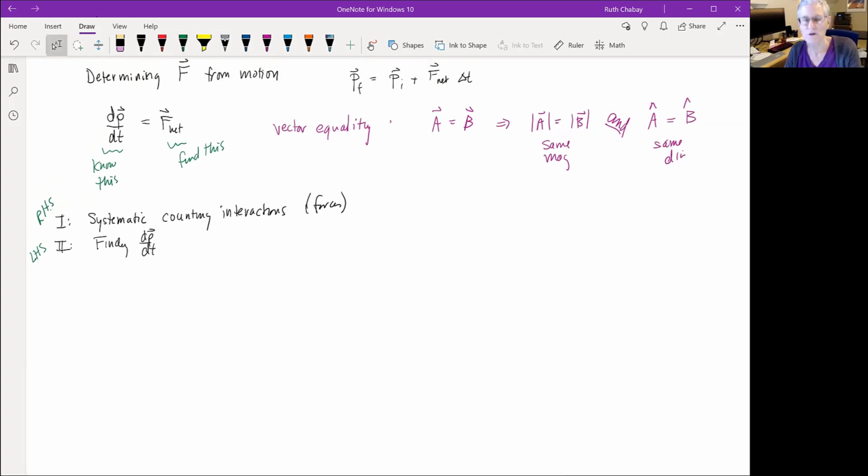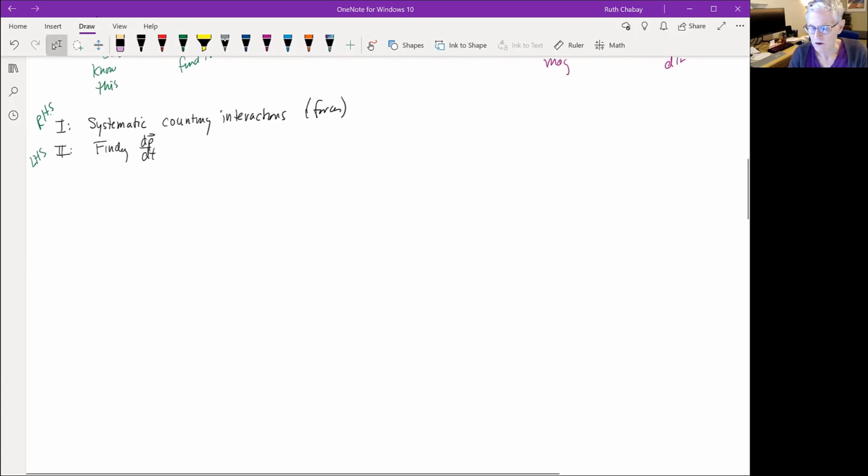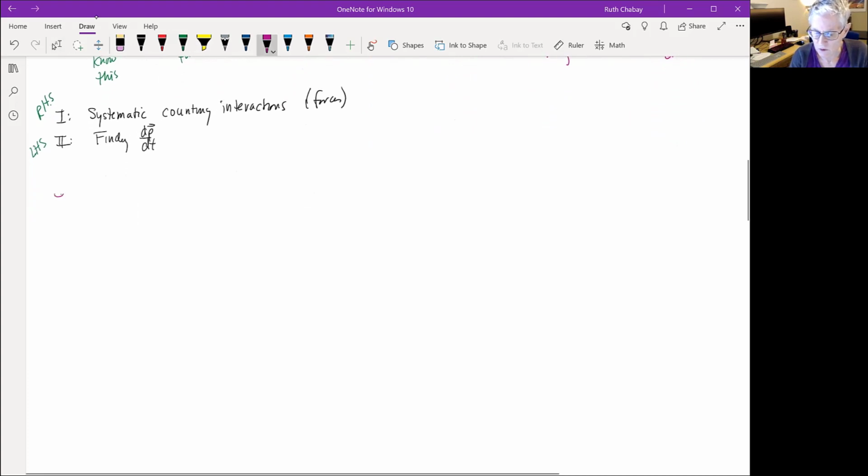Now, we're going to be really compulsive about a systematic approach to this because it allows us to avoid a lot of traps that are easy to fall into. It allows us to avoid double counting forces, to avoid missing forces, and to keep from introducing spurious forces that aren't really there. So here's one, counting forces.